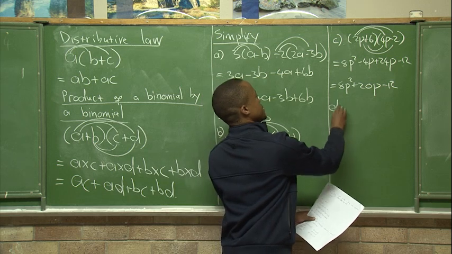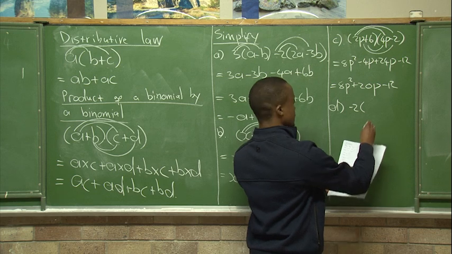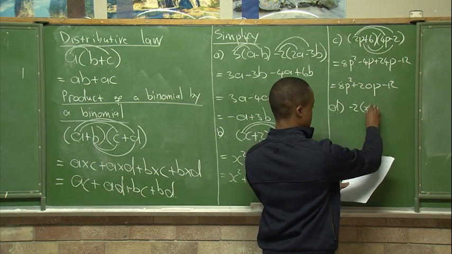Now look at this interesting example where we now have a monomial in front of the two binomials.